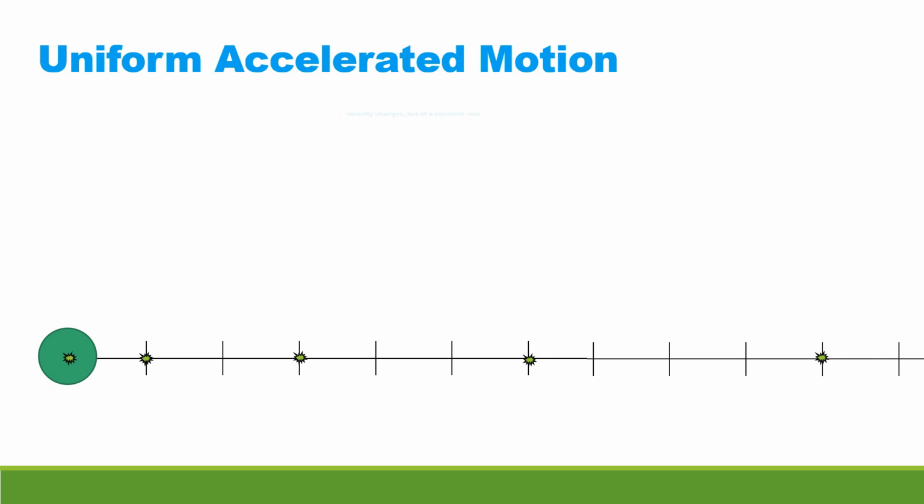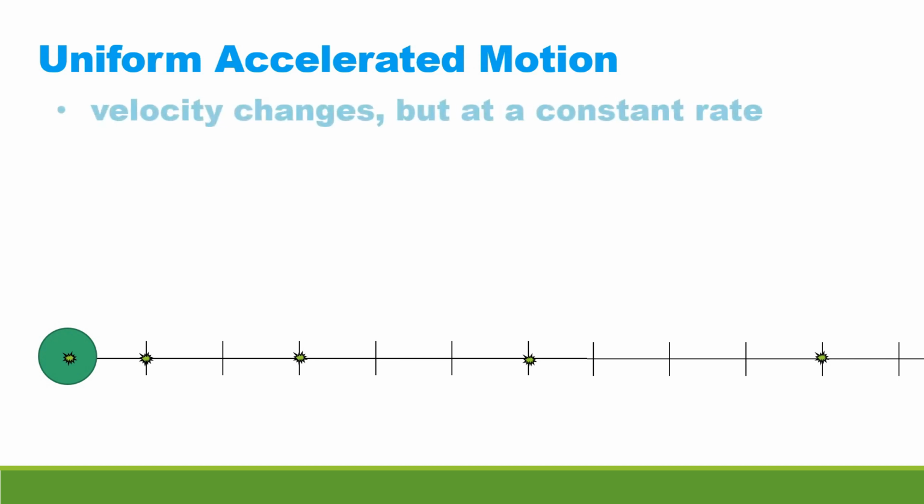We can also encounter what we call the uniform accelerated motion. Velocity changes, but at a constant rate. Let's observe a ball starting at rest with an acceleration of positive 2 meters per second squared. Can you tell me the velocity for each time interval? I'll give you time to think.